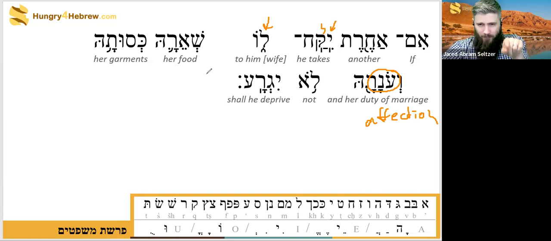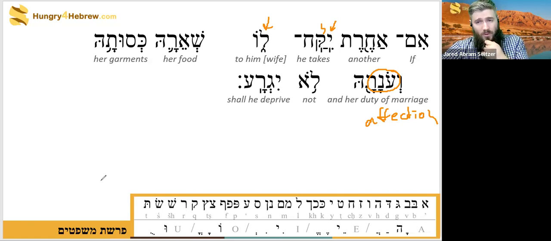Now, from this verse, rabbinical tradition actually comes up with a ruling. If he takes a second wife, the first wife's food, garments, and affection shall not be diminished. And we'll see in the next verse, if he does diminish those, she is free to go.